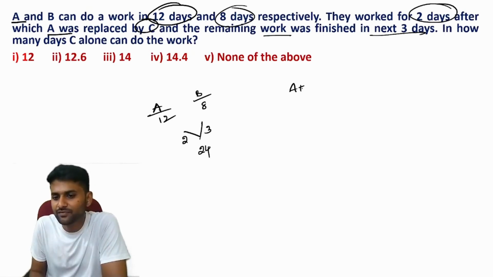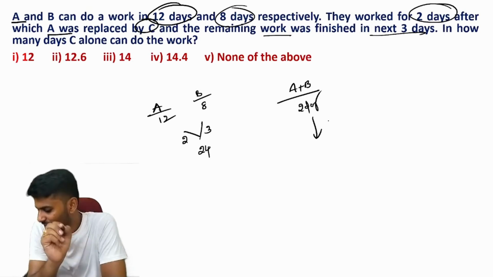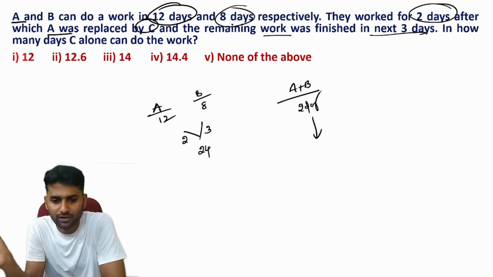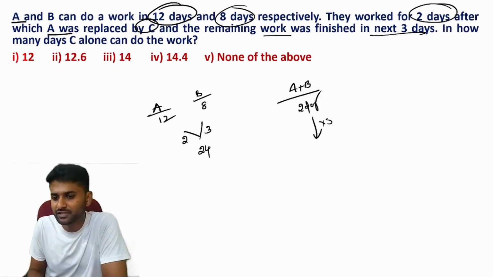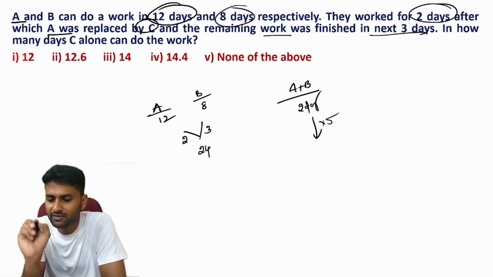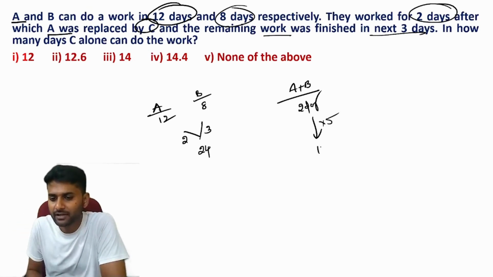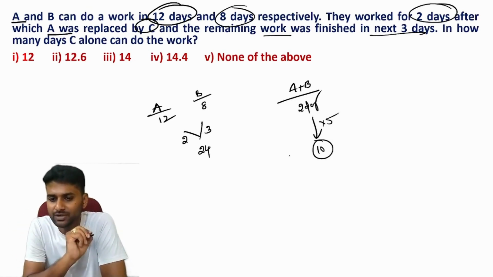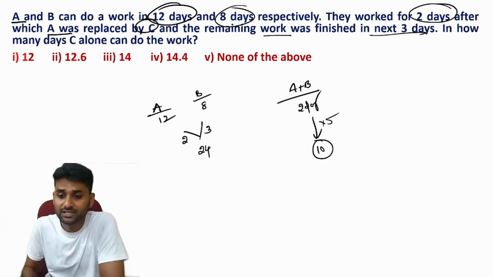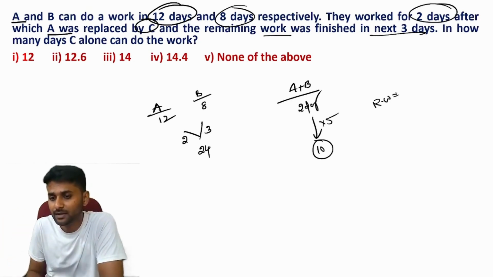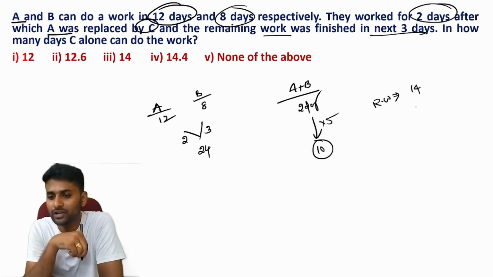They clearly mention that first of all A and B work for 2 days. If they work for 2 days, definitely they will complete a certain number of units. According to their efficiency, both together will complete 5 units per day. In 2 days, they will complete 10 units. So what is the remaining work here? 24 minus 10 is equal to 14 units.